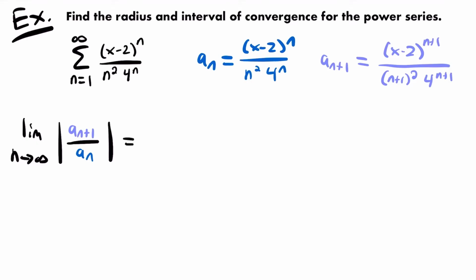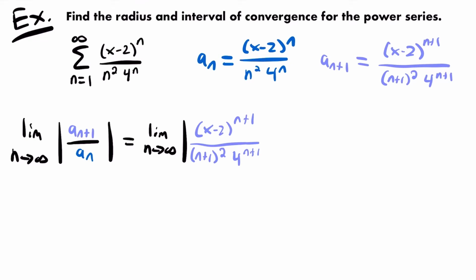And so this will be equal to the limit as n approaches infinity of the absolute value of a sub n plus 1, which will be x minus 2 to the power of n plus 1 divided by n plus 1 squared times 4 to the power of n plus 1. And we're going to multiply this by the reciprocal of a sub n. And so we're going to flip the numerator and denominator and have n squared times 4 to the power of n divided by x minus 2 to the power of n.